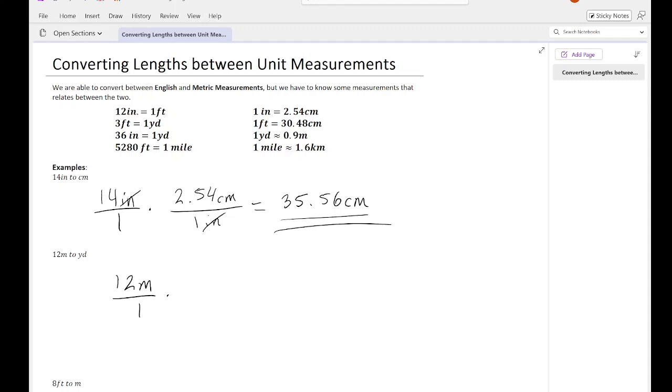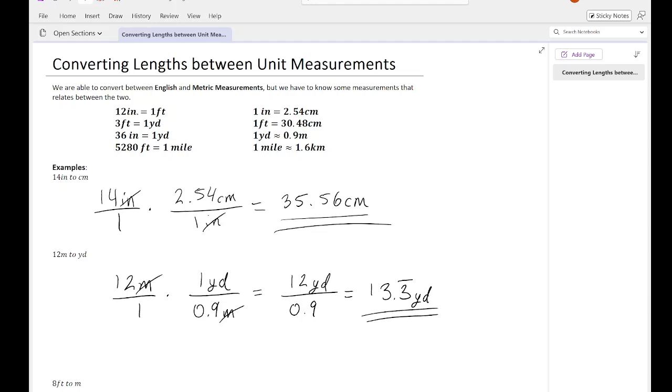I got to get rid of meters, so I got to get rid of this and just have yards. So that means the meters are going to go in the denominator. So 0.9 meters, and I'm going to put 1 yard up top. So now, when I do the division, meters cancels out like it should. I'm going to have 12 times 1, so 12 yards. And then 1 times 0.9 is going to be 0.9. And then I just do the arithmetic, which I'm going to end up getting, let's see, 13.3 repeating yards. Done.